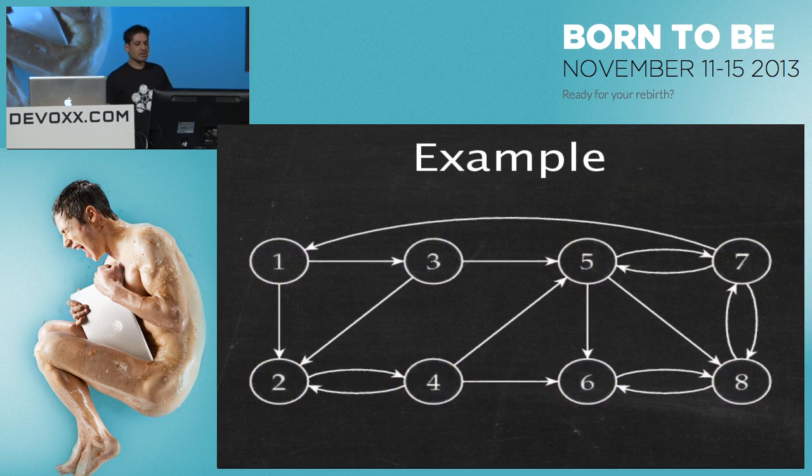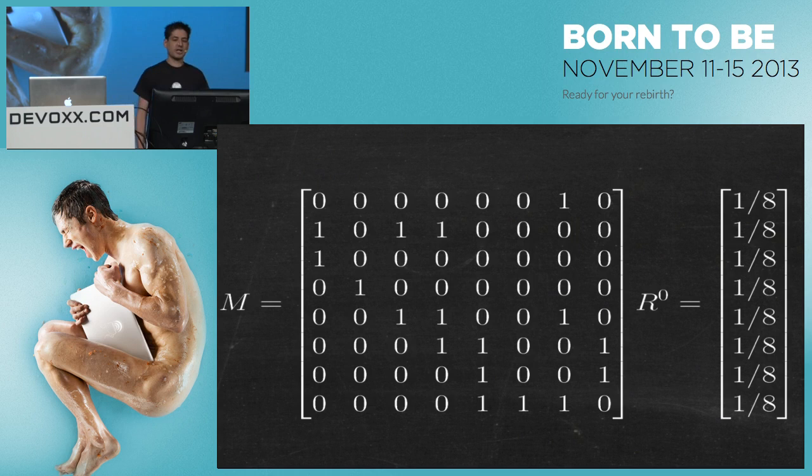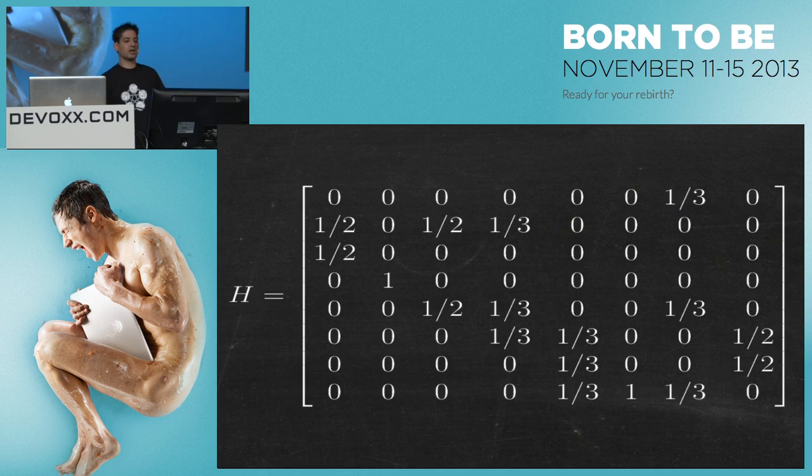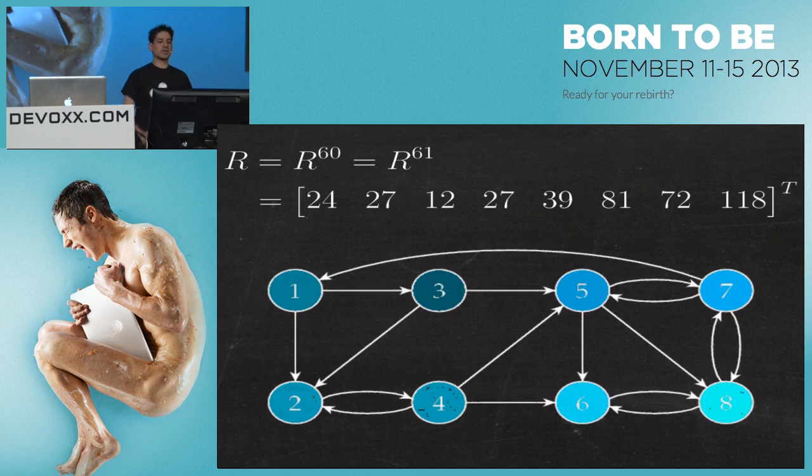So let's try and work through this in a practical example. We've got a really simple graph here. And this is the adjacency matrix that goes with it, and the initial rank vector. You can see there were 8 nodes. So we've got an 8x8 matrix, and everything in R0 is 1 over 8. Next, we form the hyperlink matrix. So remember what we said about everything adding up to 1? If you look at the first column now, it's got a half and a half, adds up to 1. So we'll do all the other columns.